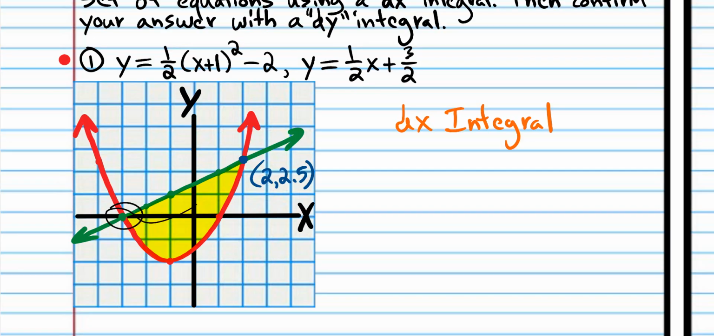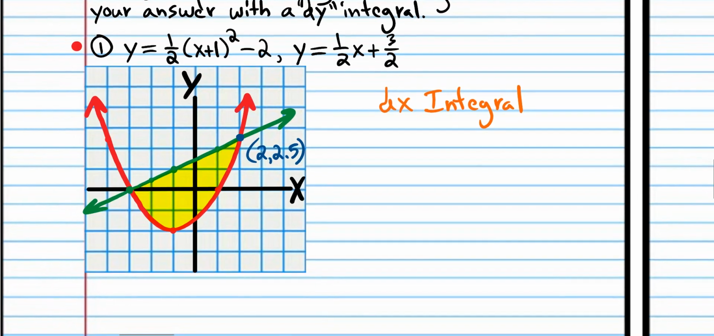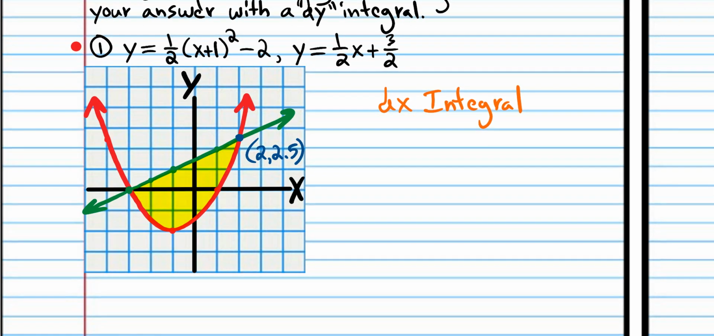And you can see this point with your own eyes. You can see that that's negative 3, 0. So we don't really need to worry about what that point is. But technically, you would have to set these equal to each other to confirm that those are the points.